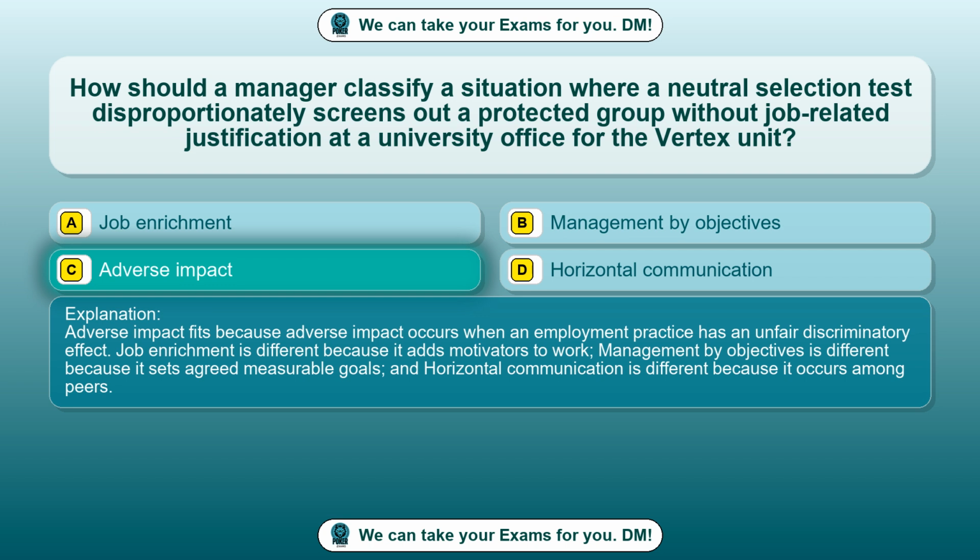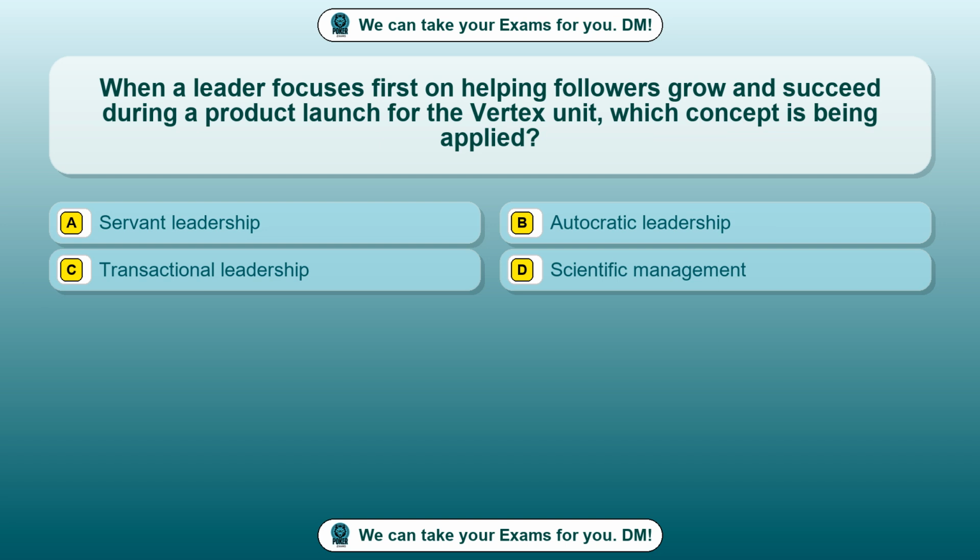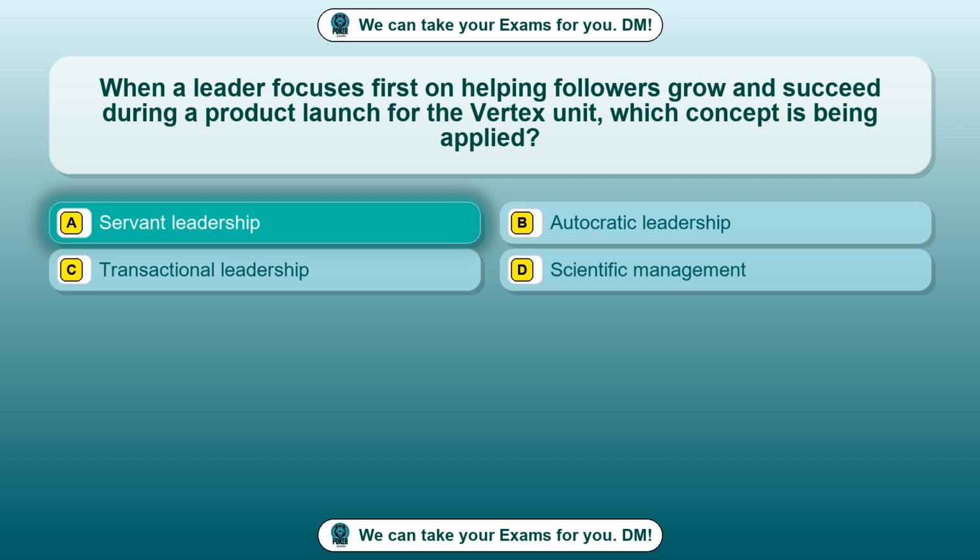peers. Question 30. When a leader focuses first on helping followers grow and succeed during a product launch for the Vertex unit, which concept is being applied? Option A, servant leadership. Option B, autocratic leadership. Option C, transactional leadership. Option D, scientific management. The correct answer is option A, servant leadership.